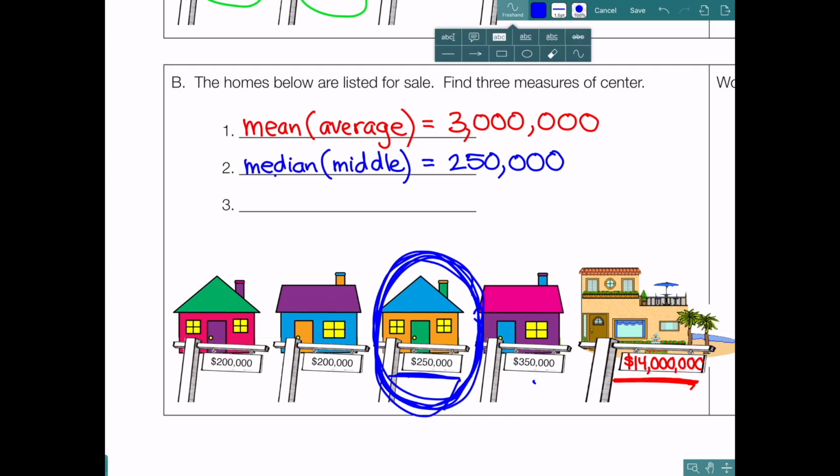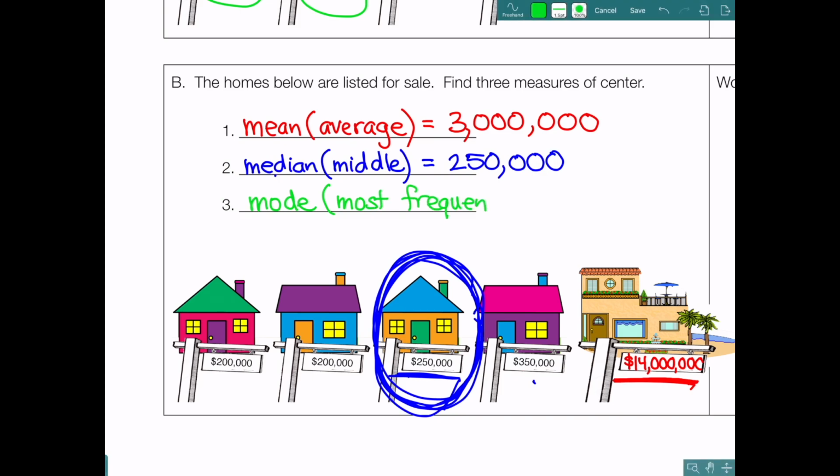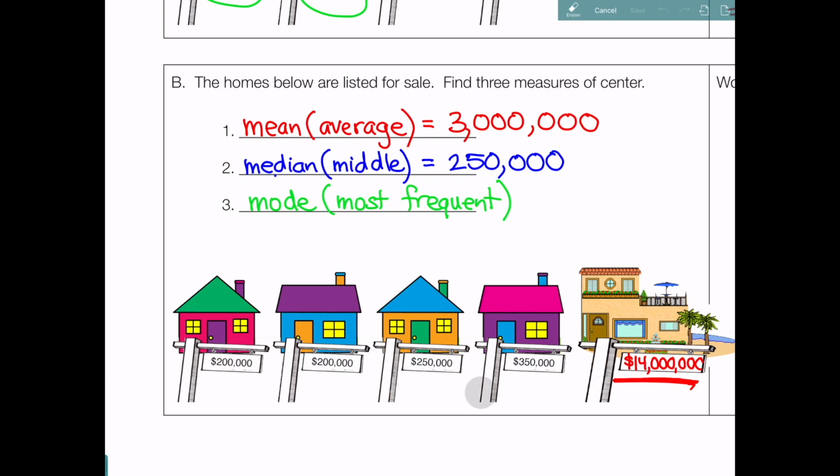All right, the last way to measure the center is by using the mode. So write that down for line 3. And mode just means most frequent or most often. So just look at all the values and find out which value happens most frequently. And you'll notice that $200,000 appears twice. All the other values only appear once. So that's why $200,000 is the mode.